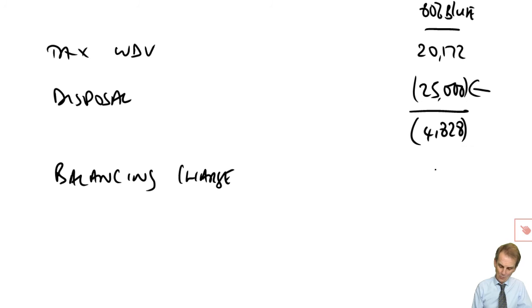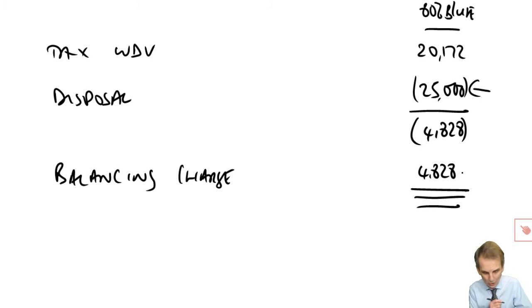Now again, we need to close off this column, so that's £4,828. But what do we do with it? We restrict it to the business proportion. And that will equal, let's get 4828 times 0.8 equals, hopefully, 3862 I'm looking at there. 3862. Now that is a balancing charge. That's a clawback in relation to allowances taken.